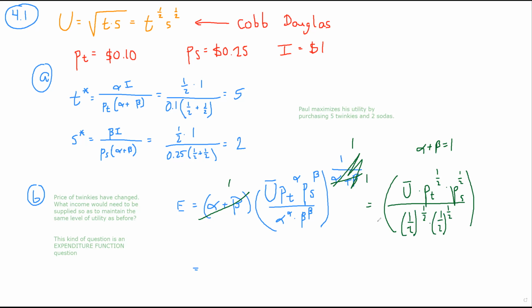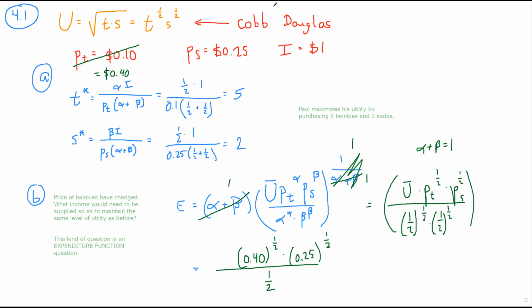And now we can plug in what we know. Let's start with the p sub t. Notice we were told that the price has increased to 40 cents. So the Twinkie price has gone up to 0.4 rather than 0.1. This is the change for part B. The price of Twinkies is now 40 cents. We have 0.4 to the 1/2 times price of soda, still 0.25 to the 1/2. I'm going to simplify this denominator. Don't worry, I'll come back to that u bar term in a second. 1/2 to the 1/2 times 1/2 to the 1/2 is 1/2 to the 1, which is just 1/2. So trust me when I say this entire thing down here simplifies to just 1/2.